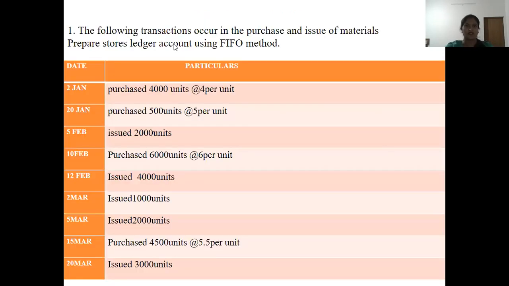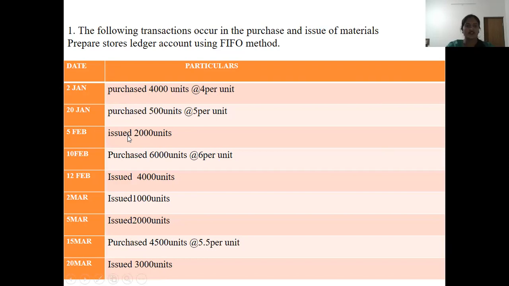Look at the problem here. The following transactions occur in the purchase and issues of materials. Prepare store's ledger account using FIFO method. FIFO full form is first in, first out. On 2nd January, purchased 4,000 units at 4 per unit. On 20th Jan, purchased 500 units at 5 per unit. On 5th February, issued 2,000 units.